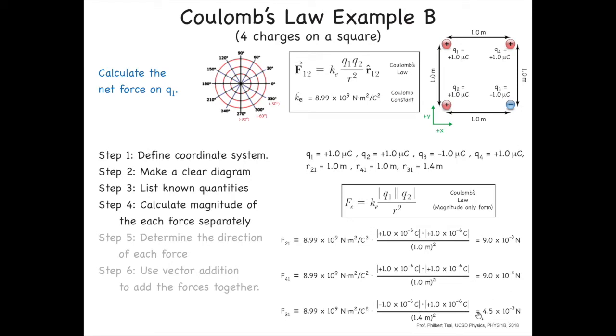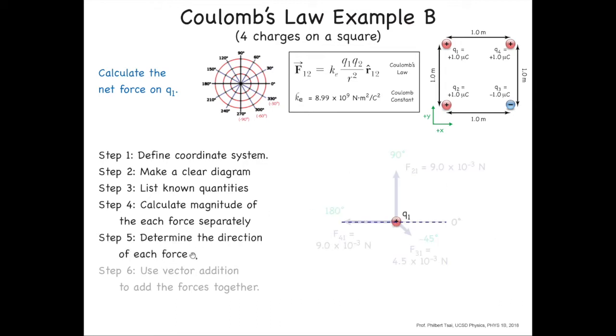And it makes sense that this is smaller because this distance is larger, they're further away, they don't feel each other's effects as strongly. And the charges are still the same as the others. It's just the sign that is flipped. Okay, but again, these are all vector quantities, so the magnitude is not enough. We also need the direction of each of these forces. So let's look at the directions of each one.